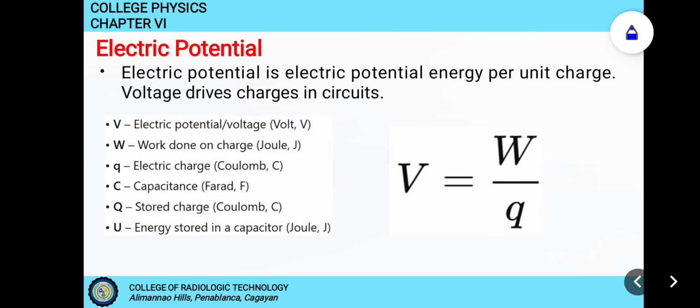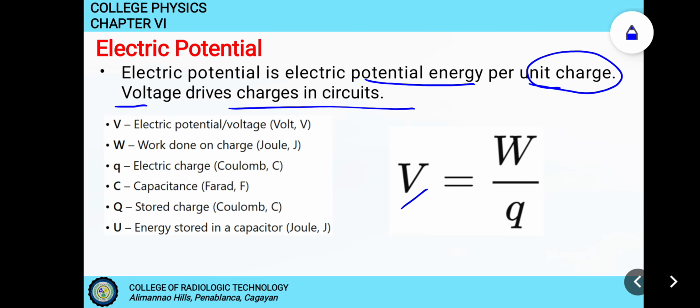Now, let's have here electric potential. Potential, parang potential energy. It is the electrical potential energy, class, per unit charge. Take note that the voltage drives charges in circuits. Please take note of that. And we have here a formula: V is equal to W over Q. Ano ibig sabihin ng V? That is your electric potential, or what we all know as the voltage or the volt.